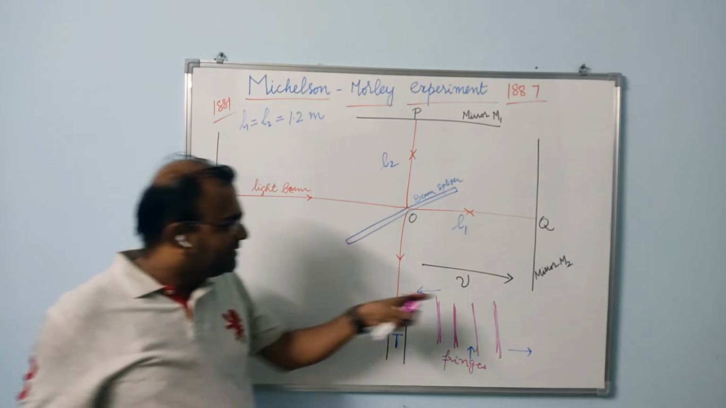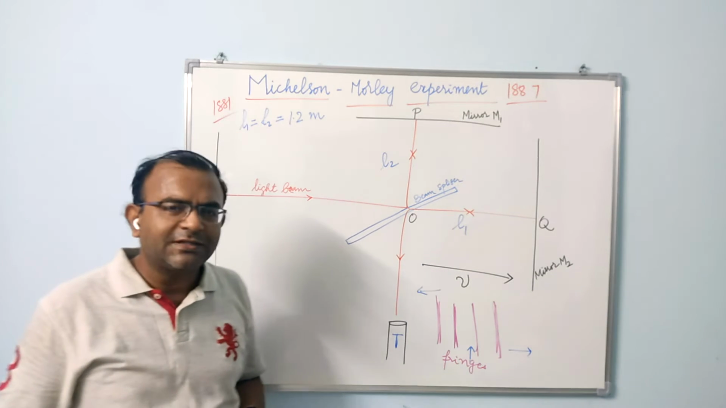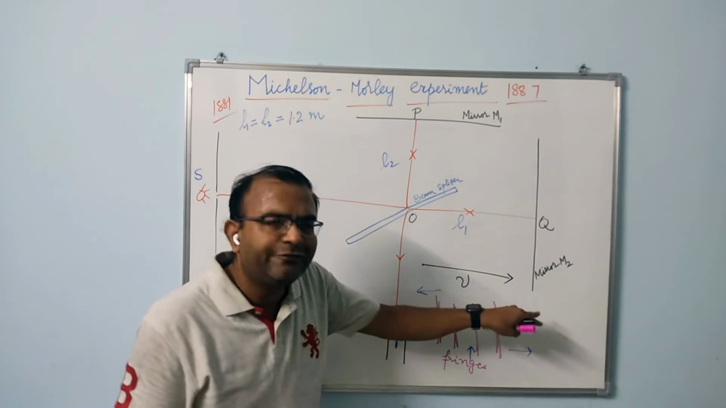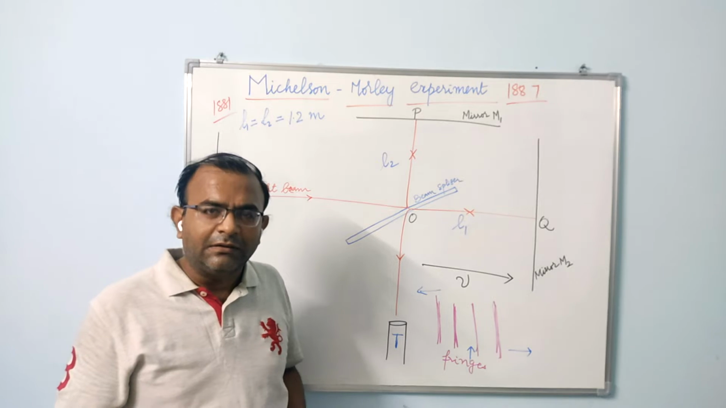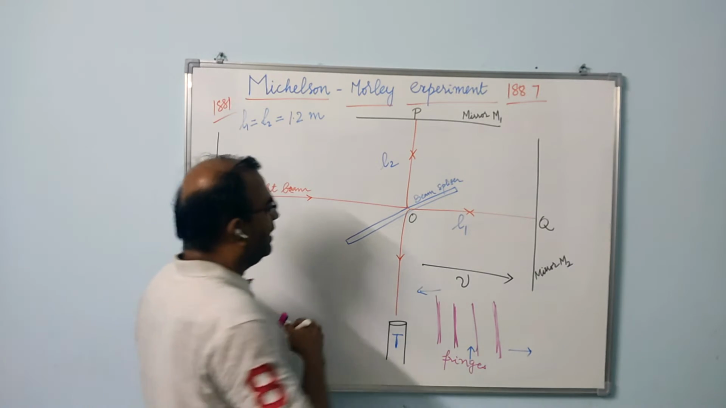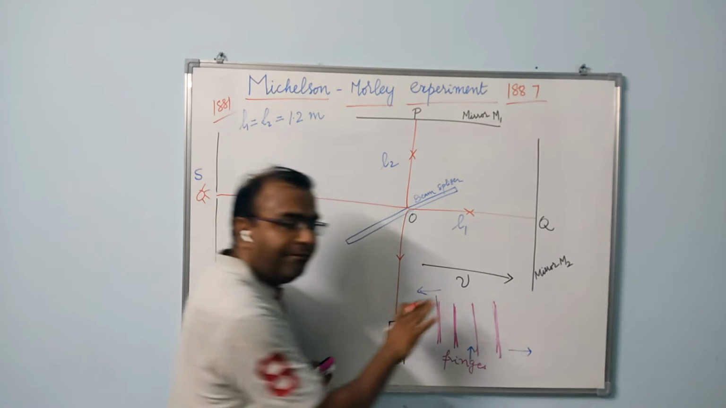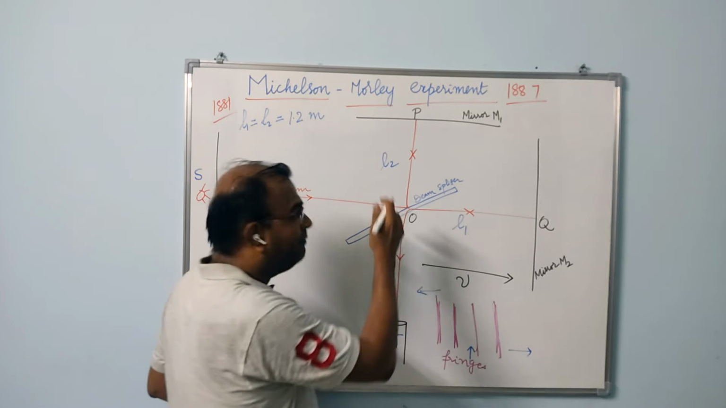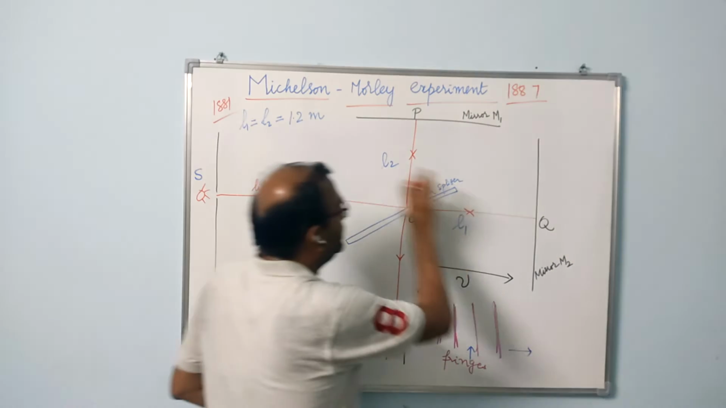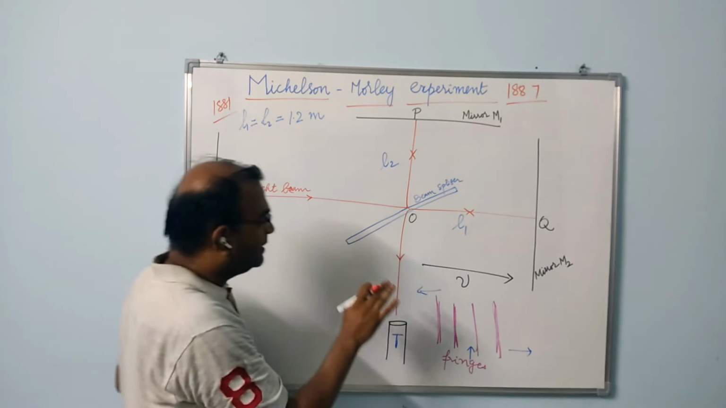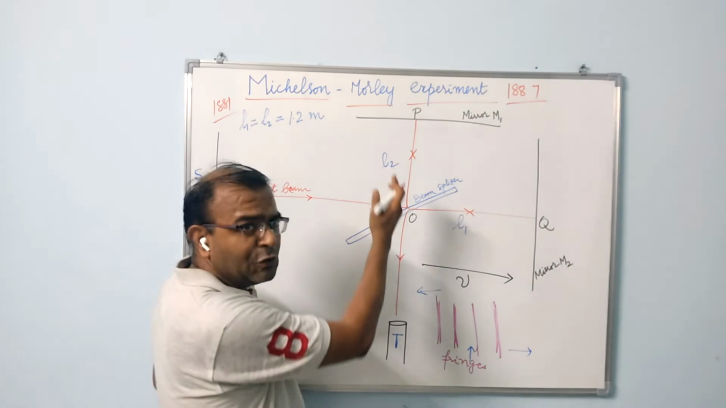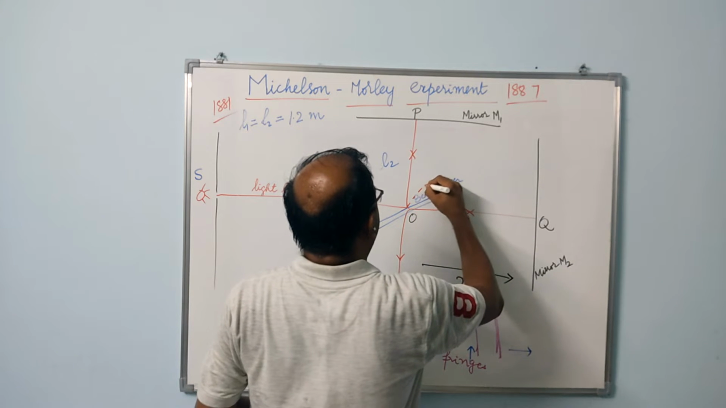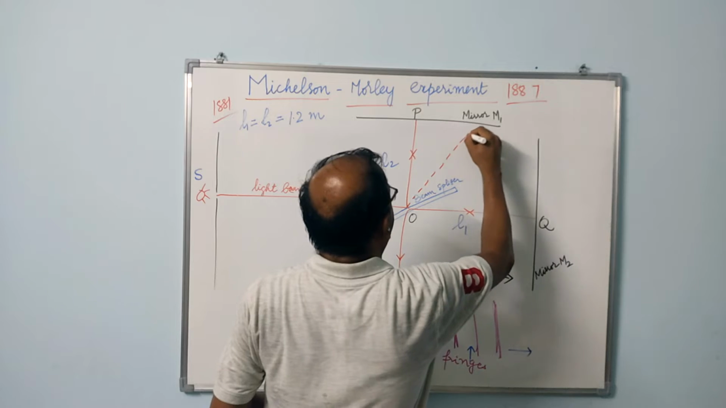If the optical path lengths of both beams are equal, then what causes the interference pattern here? Basically, because of the motion of the Earth around the Sun, for the parallel arm the path length remains, let's say, L1, whereas for the perpendicular arm, as Earth moves, the mirror M1 shifts towards the right. That means this perpendicular beam is no longer traveling in this direction, it has to go like this to hit the mirror.